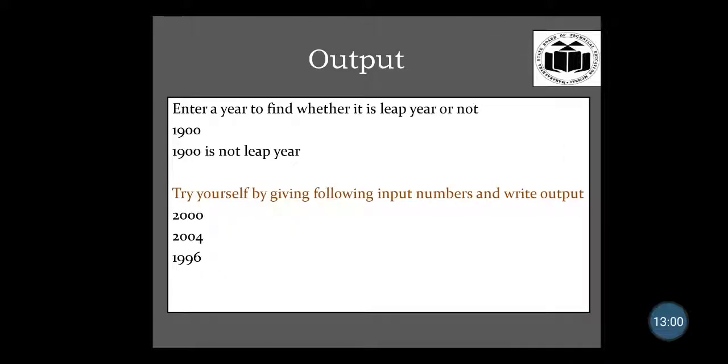So just check some outputs. Enter a year to find whether it is leap year or not. I have entered 1900. 1900 is not leap year, because although it is divisible by 4, it is divisible by 100. The years which are divisible by 100 are not leap years, except those that are divisible by 400. You can try yourself by giving some inputs like 2000, 2004, 1996, any year you can check.